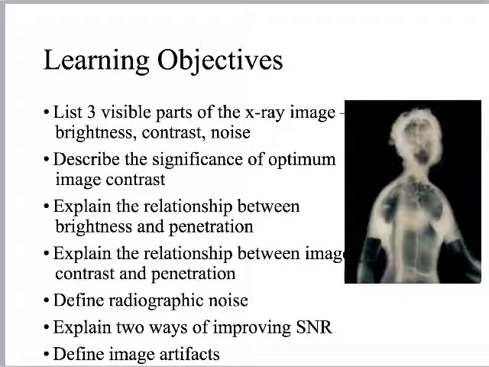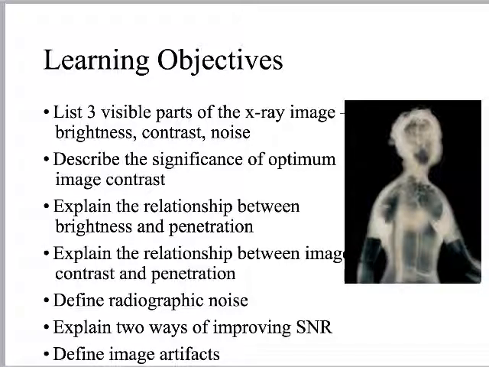Here are the learning objectives. What are the three visible parts of the X-ray image? Those visible things are its brightness, contrast, and noise. We'll define each one of those, and that's really what guides this lecture. We'll talk about each one of those to great extent. We'll describe the significance of optimum contrast. We've already talked about that some, but we'll talk about it a little bit more and additional measures for it. This chapter is full of good information in that.